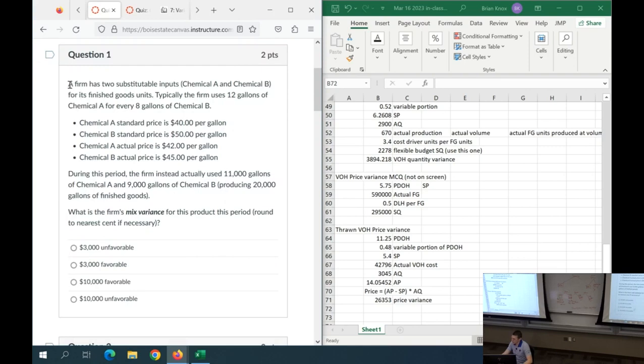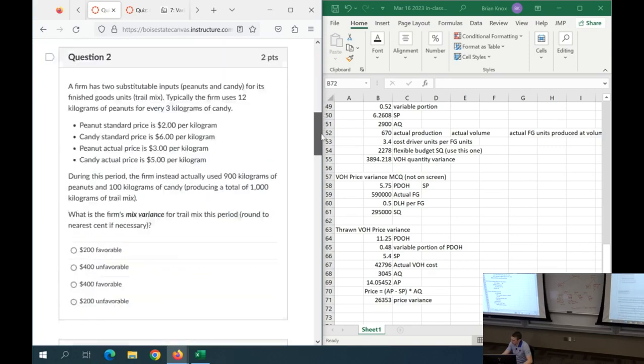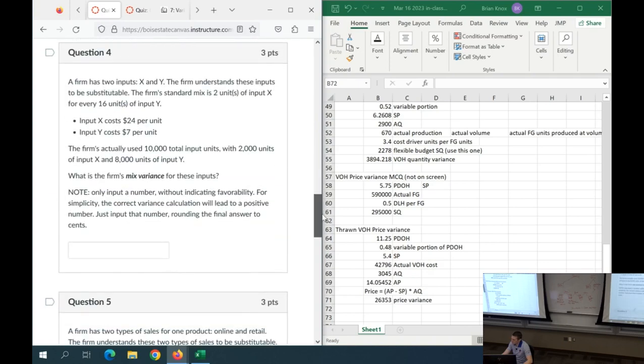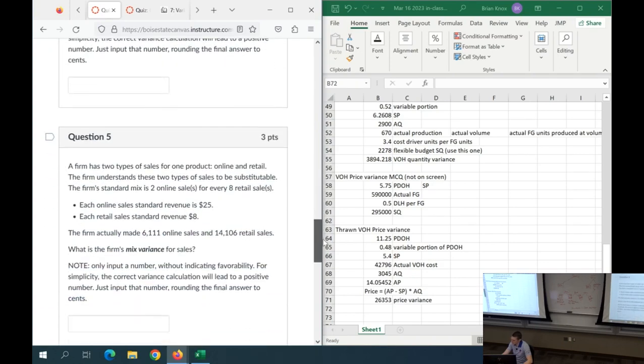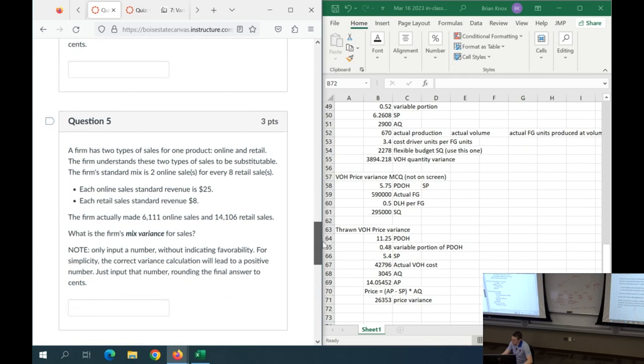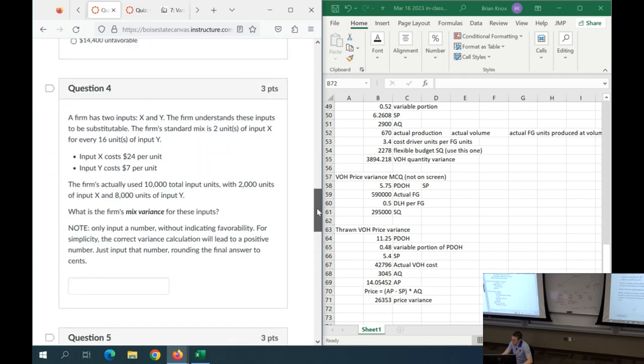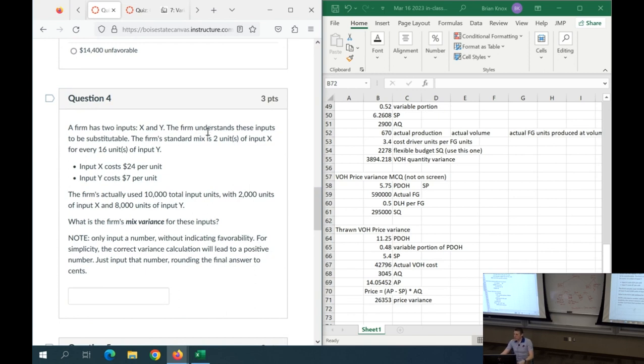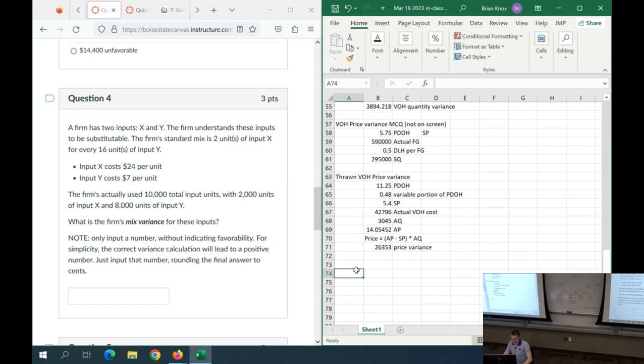Let's do one of these questions right here. In fact, to get the most bang for a buck, let's jump over to an open answer one, since I will certainly get a request for that eventually. That's this one right here. All right, we have two inputs, x and y, and they're substitutable. Our mix is 2 units of x for every 16 units of y. Okay, so we have mix.